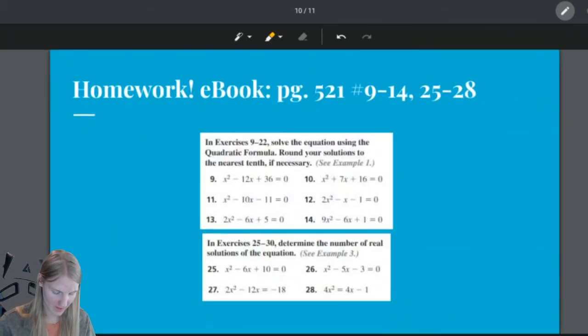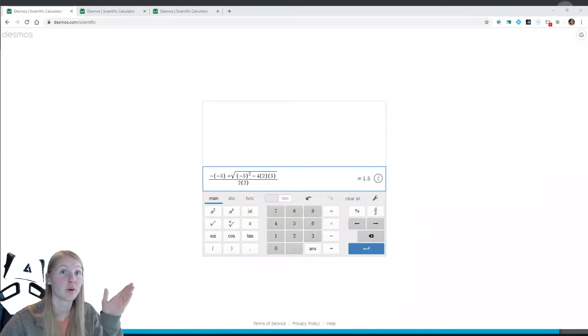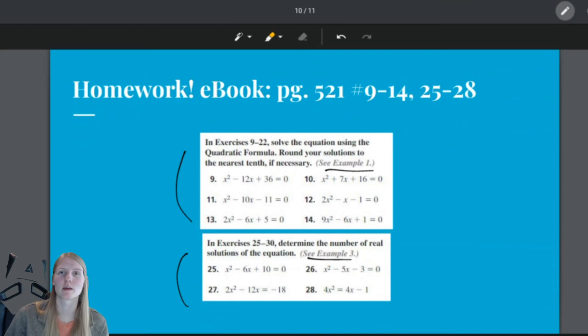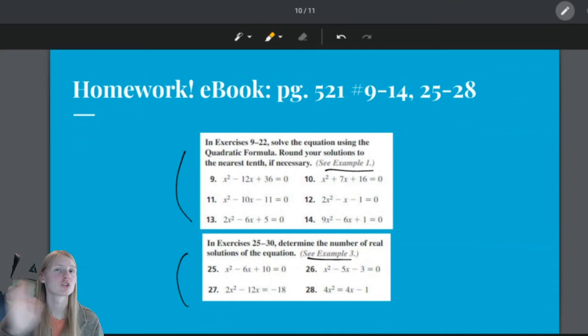Okay, your homework looks like a lot, but remember, you're just plugging numbers in, and it can be as simple as putting them in Desmos and hitting enter. So it looks like a lot, but it's not too bad. 6 questions like example 1, 4 questions like example 3. And if you have questions with any of them, I'm right here to help you.